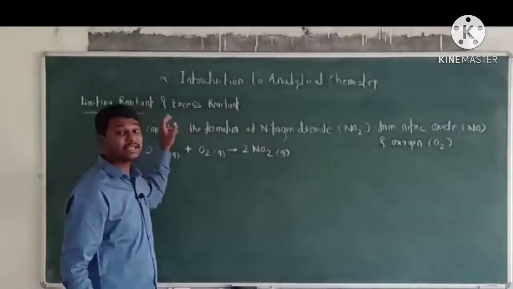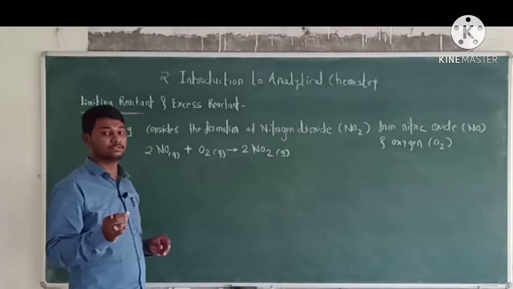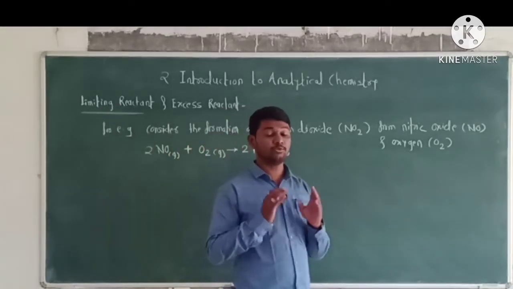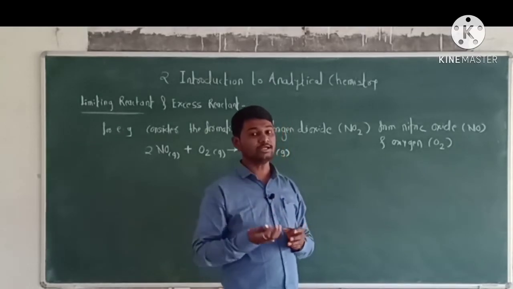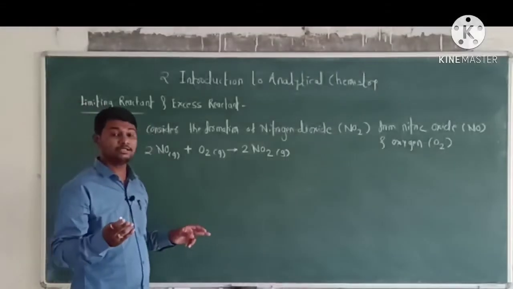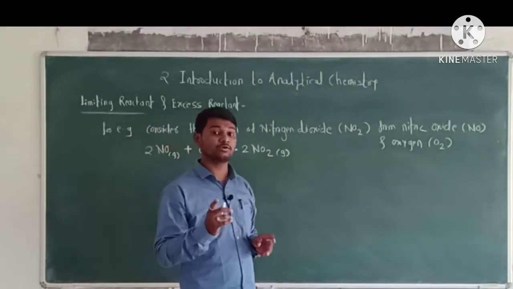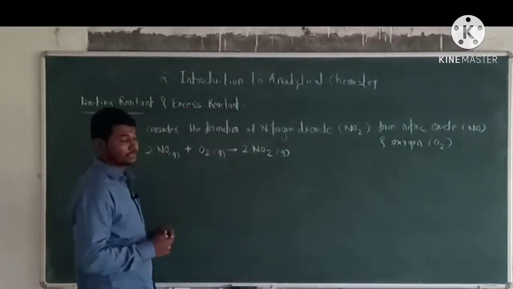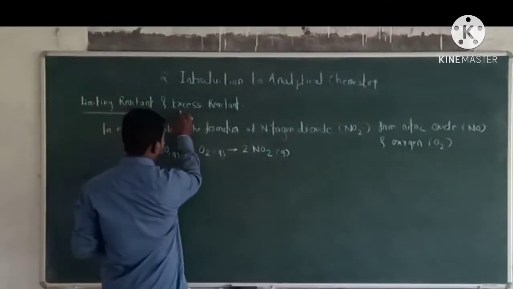That means the limiting reactant is the reactant that produces a smaller amount of product in a chemical reaction. Okay. Now next is the excess reactant.